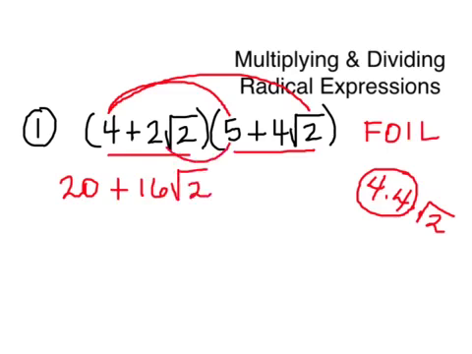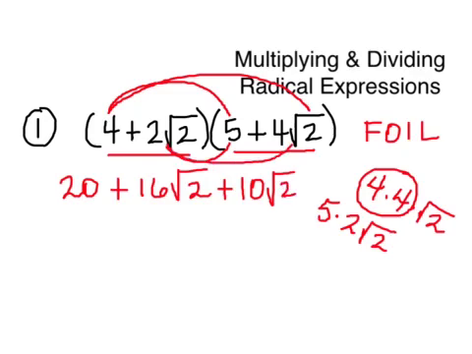Then you do the inside part of the FOIL. That would be 2 square root of 2 times a 5. I'll go ahead and put the 5 in front so you can see it better. And it's positive, so plus 10 square root of 2. Then you do last times last. That's the last one out of each parentheses. And so you have 2 square root of 2 times 4 square root of 2.